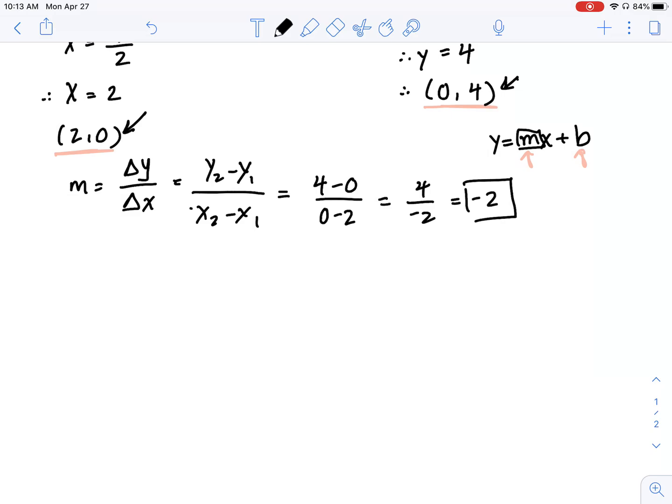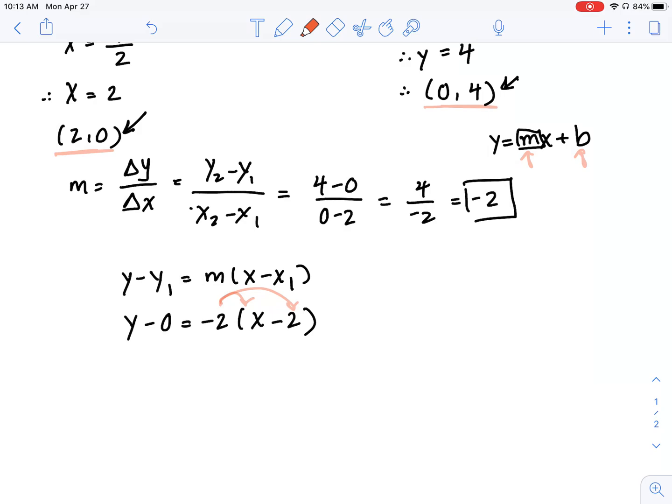Now that we have our slope and 2 points, we can plug in these values into point slope, which is y - y1 = m(x - x1). Let's use our x-intercept as y1 and x1. Let's open up this bracket and distribute the terms inside. And this is our final answer in the equation of the line in y-intercept form.